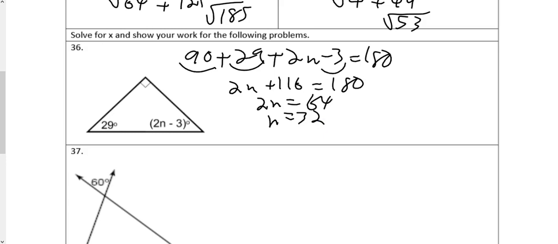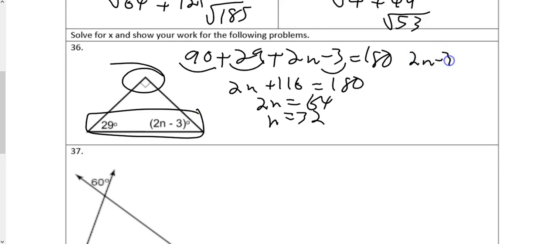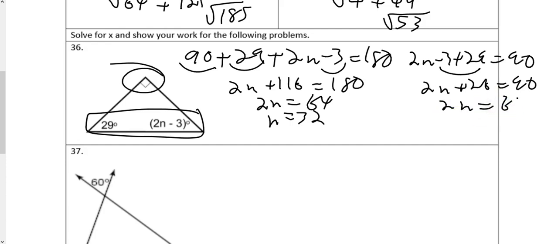There is a faster way of doing it though. $180 we have to spend at 3 stores. If we spend $90 here, that means we have $90 left to spend here. So you could just do 2n minus 3 plus 29 equals 90. It's just a shortcut. If you don't see it, it's not a big deal. This is 2n plus 26 equals 90. When we do 90 minus 26, guess what? We get 2n equals 64. Look familiar? Yep.